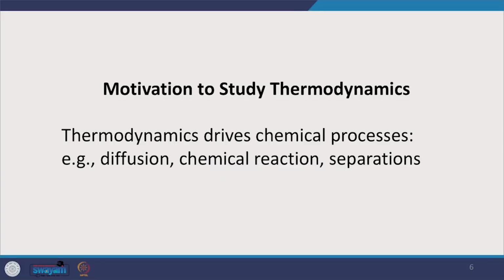With this, let us now come to why we study thermodynamics in general and why we do this course. As you probably know, we study thermodynamics because thermodynamics is the one that drives chemical processes. Whether we talk about mass transfer by diffusion, chemical reactions, or separations, thermodynamics drives all these processes, and therefore, for example, if I want to design a reactor or a separation column, thermodynamics plays a very important role.